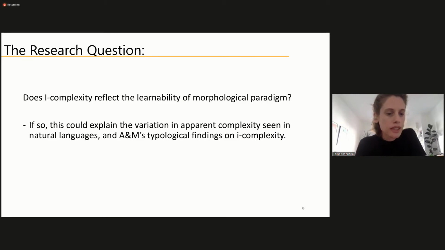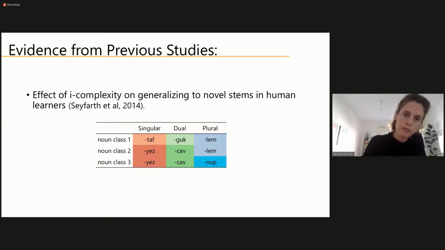And after Balthazar Bickel's talk and Eitan's talk, we already know that the picture that we see now in the languages of the world does not have to reflect the mechanism behind it. So the question in my work is whether I-complexity reflects the learnability of morphological paradigms, so the mechanism that would lead to this result that Ackerman and Malouf found. Because if so, this would explain the variation that we see in natural languages.